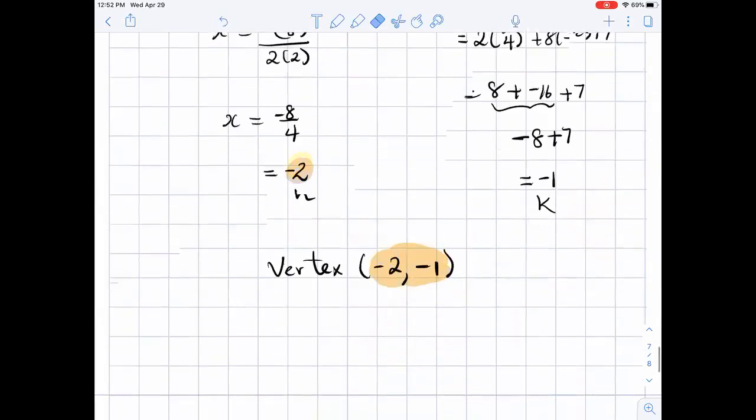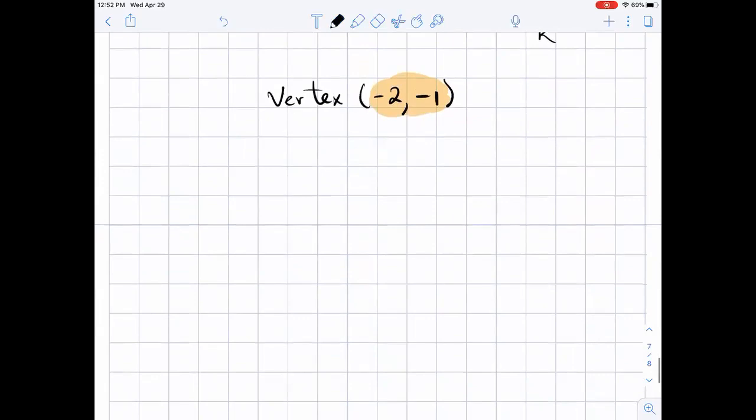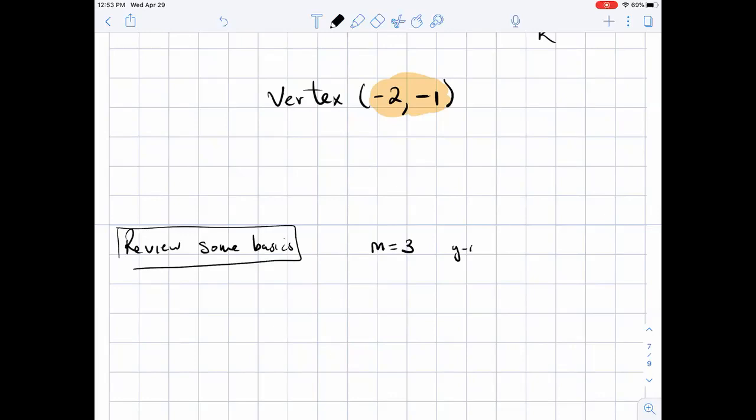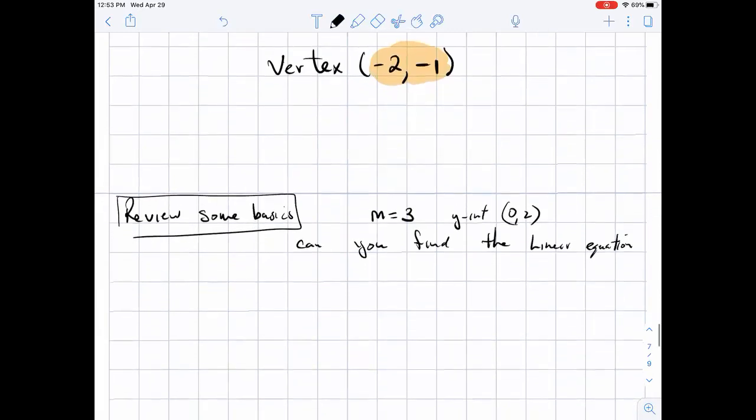So my next thing that I want to do, let's just review some basics. Okay? If I tell you m is equal to 3 and the y-intercept is equal to 2, can you find the equation, or let me spell it out for you, can you find the linear equation? Yeah, sure. Okay, what is it?